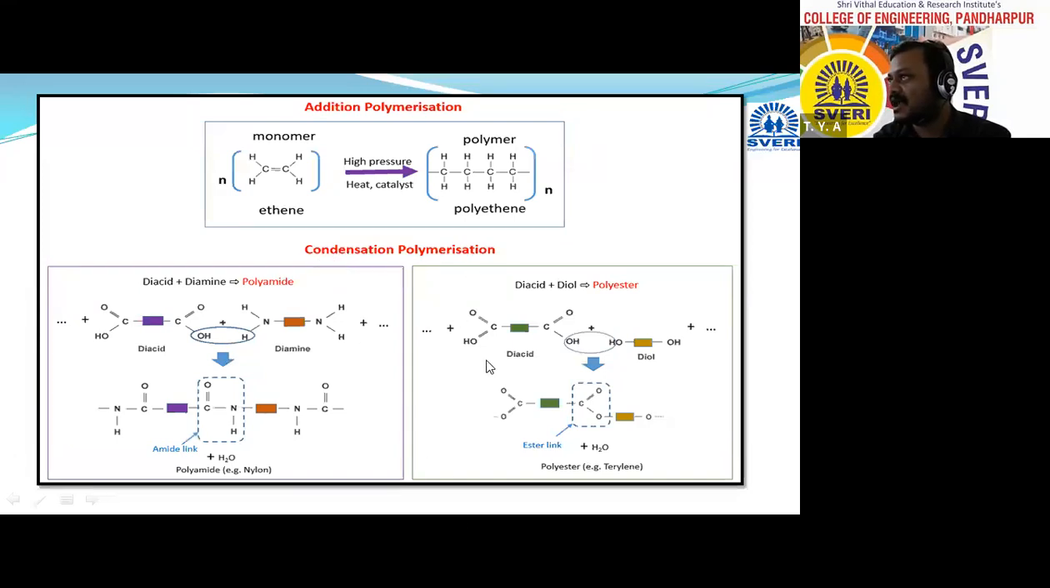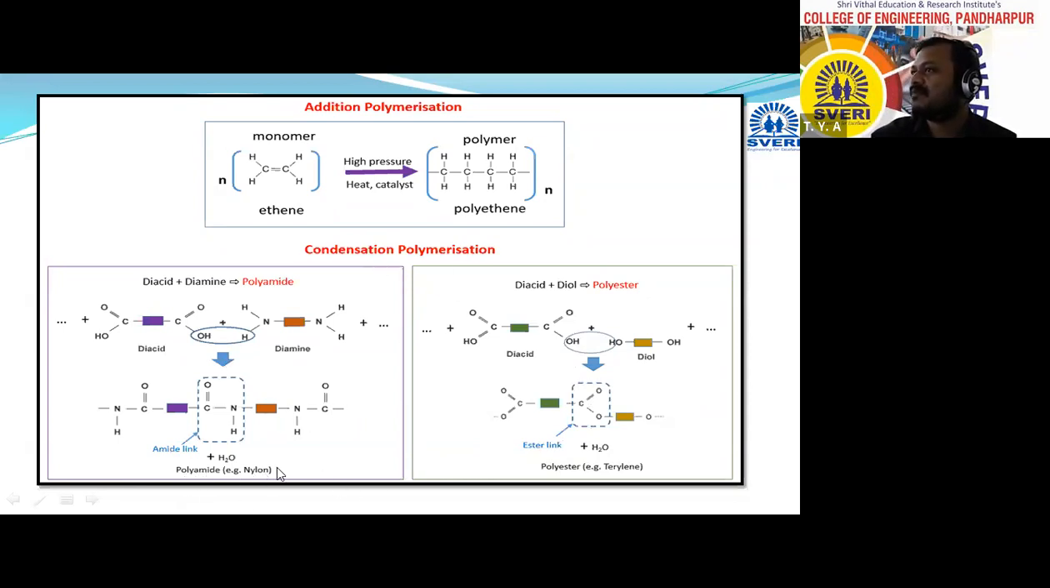Now, I have taken a second example here, the diacid group and diol group. Diol means the OH group will be there. Now here, H from this OH and this OH will combine together and water will be formed. The remaining group will be attached to this monomer, and it will form this ester. Okay, this is polyester material. So these are two examples of condensation polymerization.